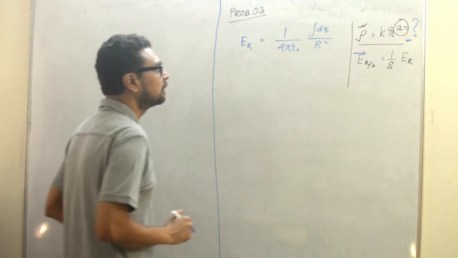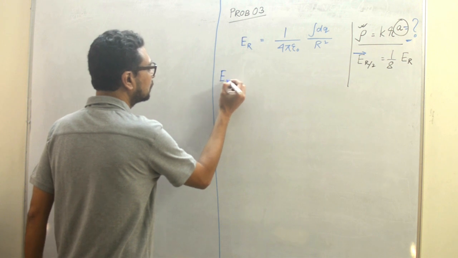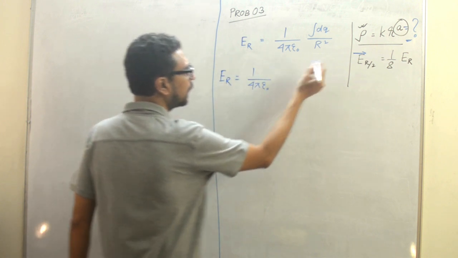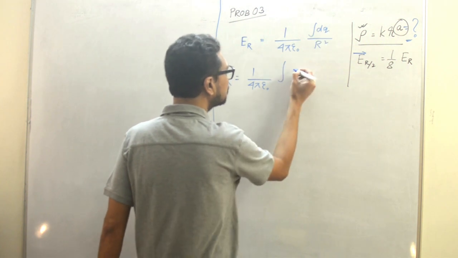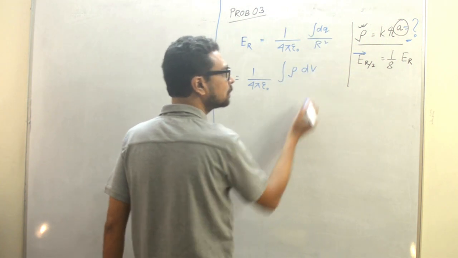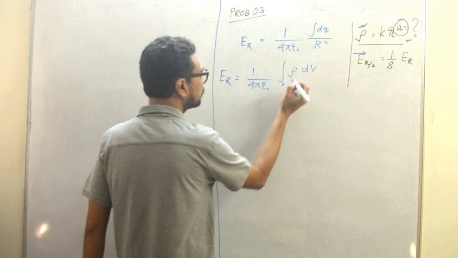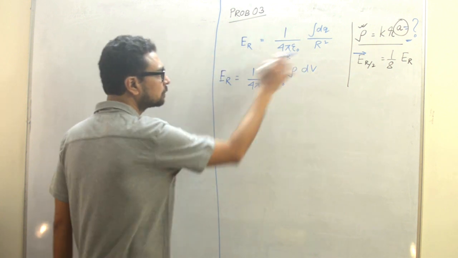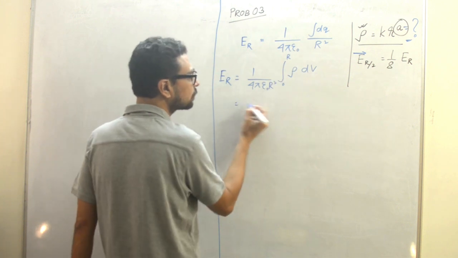Okay, sure. So now E_R, I can write as 1 by 4 pi epsilon naught, and then dq is obviously rho dv, with the limit from 0 to capital R, and this capital R square will remain as it is because it is there already. Now what is rho?